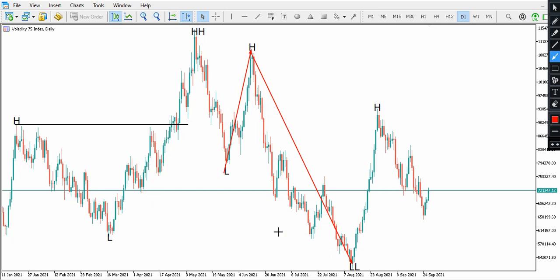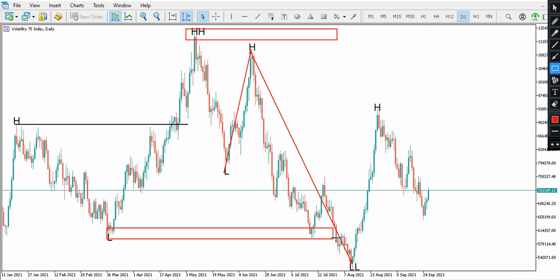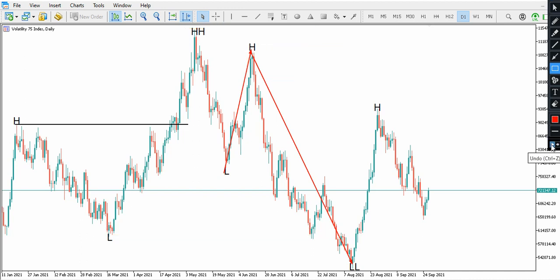So we said it is a failed market structure because it failed to take out the previous high, but it took out the previous low. Therefore we can confirm that this here is a failed market structure, simply because price failed to take out the previous high, but it took out the previous low.